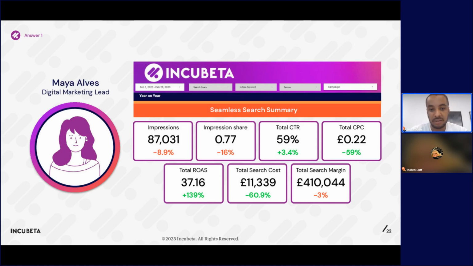And when you factor in the fact that the total search cost has been reduced by 60%, we'd consider this quite a big win. And the return on ad spend then also being up over 100%, we can consider this a very big win across the board there. And you can see in this one that organic will pick up the slack where we have pulled back the traffic on the paid activity.